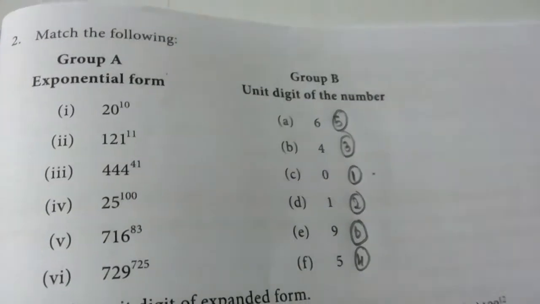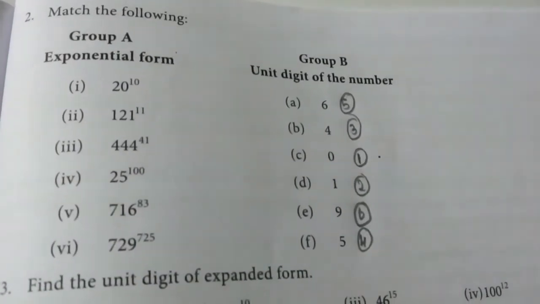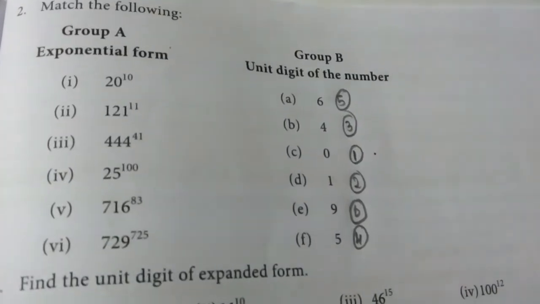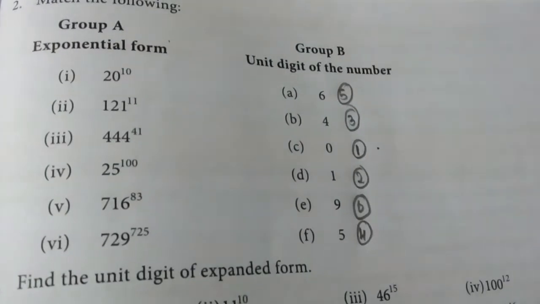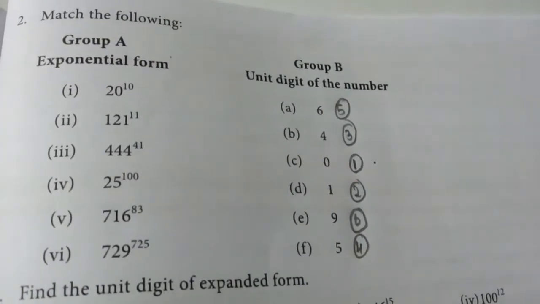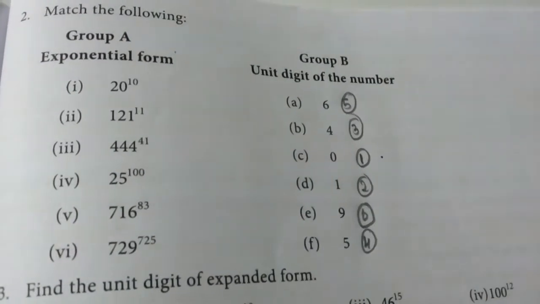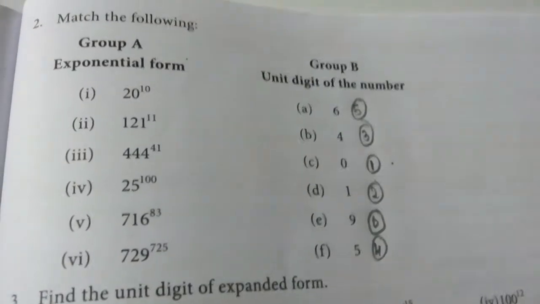Second Roman letter is match the following. On the left hand side you have the exponential form, and on the right hand side the unit digit is given. The first question is 20 power 10. In the unit place we have 0. 0 power any number, either odd or even, the answer will be 0 only. So the answer is C for this.